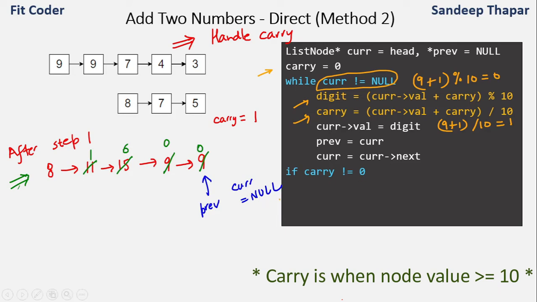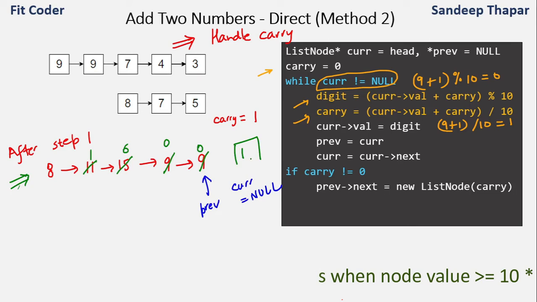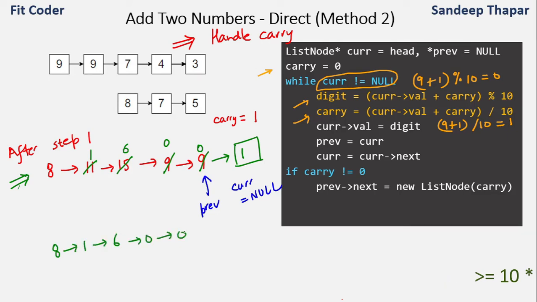If the carry is not equal to 0, we need to add a new node with the value carry. So the carry is 1, so we'll create a new node with the value 1 and we'll connect previous to this node. So next of previous will point to this new node. The remaining carry is handled like this by creating a new node at the end. So the linked list that we have obtained is 8, 1, 6, 0, 0, 1.